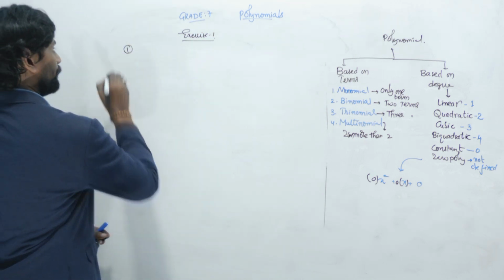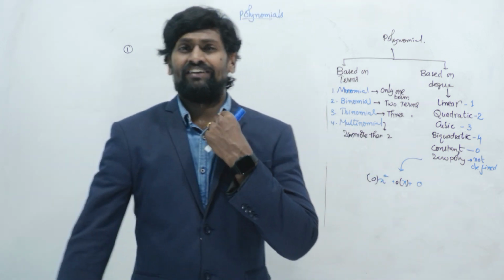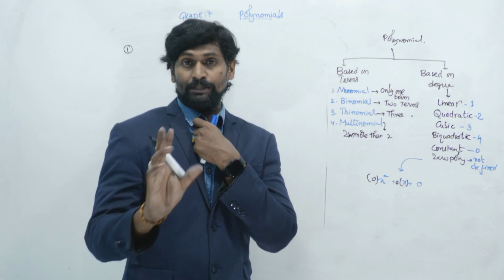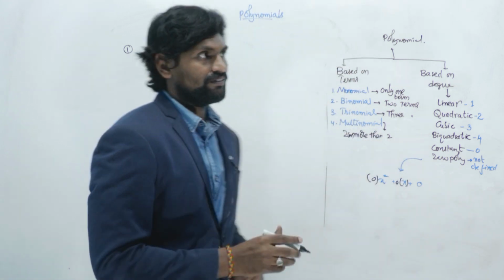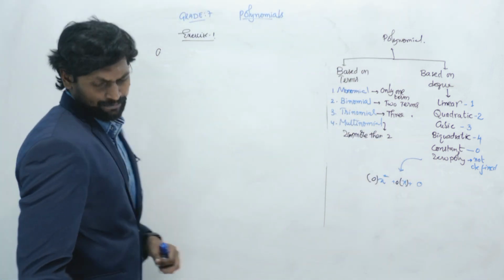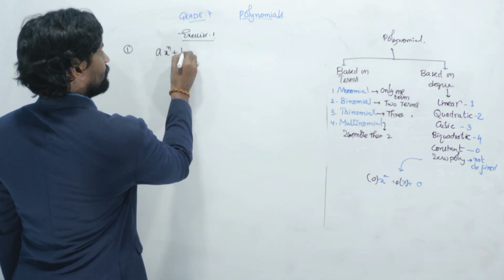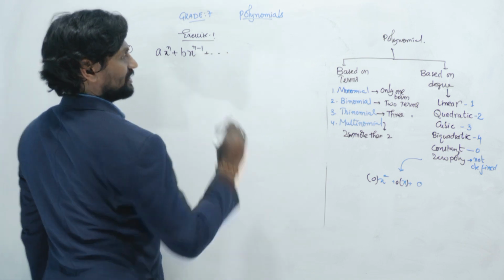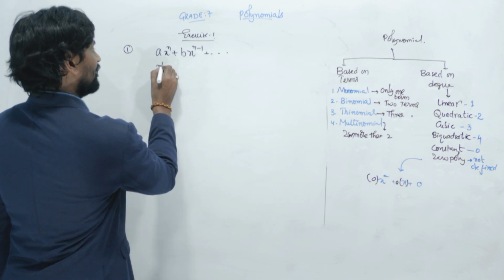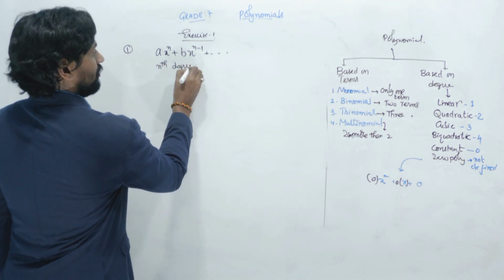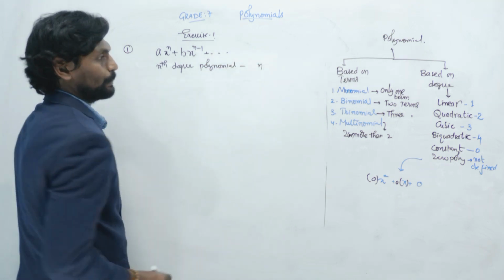The first problem is given that the degree of the polynomial. Identify the highest power in the given expression. That is x power n. n is called the degree of the polynomial. Check here, a naught x power n. What is the polynomial here? a x power n plus b x power n minus 1 and so on is given. This is a polynomial which has degree n, highest power n. So this is called nth degree polynomial and its degree is n.